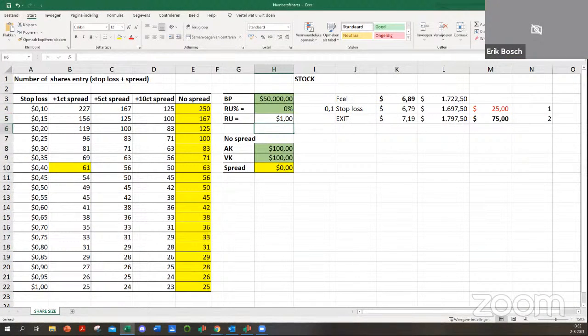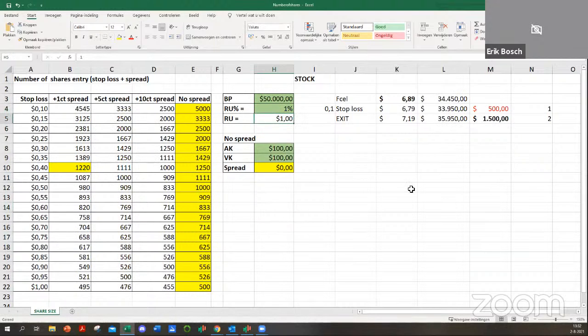Sorry about that. Okay. Last week I left you with this number of shares table, and I want to share it with you one more time because it's something you might want to see. What we've got here is the stop loss from 10 cents to €1, or dollar in this case. You can also calculate the stop loss including spread, 1 cent, 5 cent, and 10 spreads. You can make this like you want yourself. But this is how I trade.